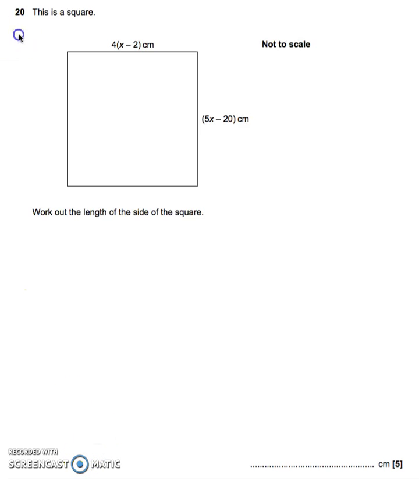Question number 20 in the foundation paper is also question number 6 in the higher paper. And we're told that this is a square. Important bit of information. It says it's not to scale, but we're told it's a square. And we need to work out the lengths of the side of the square.